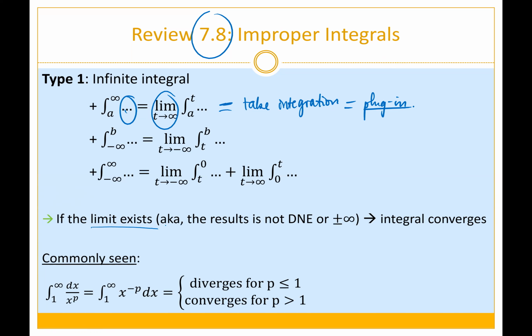If the limit exists, then we say the integral converges. Something you commonly see is this type: the integral from 1 to infinity of dx over x^p diverges if p is smaller than or equal to 1 and converges for p bigger than 1. You can use this in the exam.